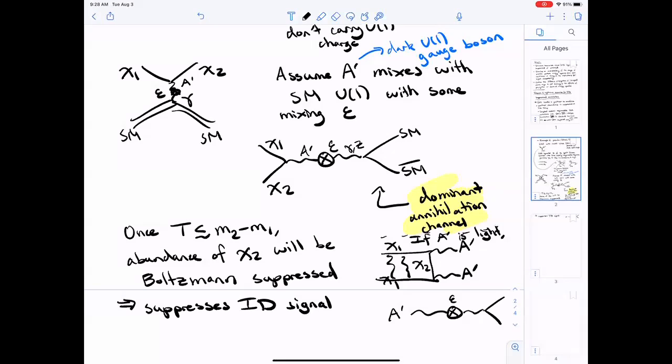Okay. But yeah, you could add other direct couplings between the dark matter and the standard model particles, but in these secluded dark sector pictures, you typically assume that there's a limited number of portals between the dark sector and the standard model.